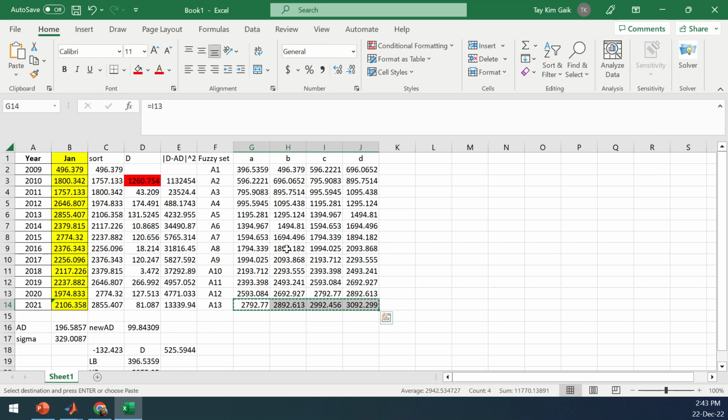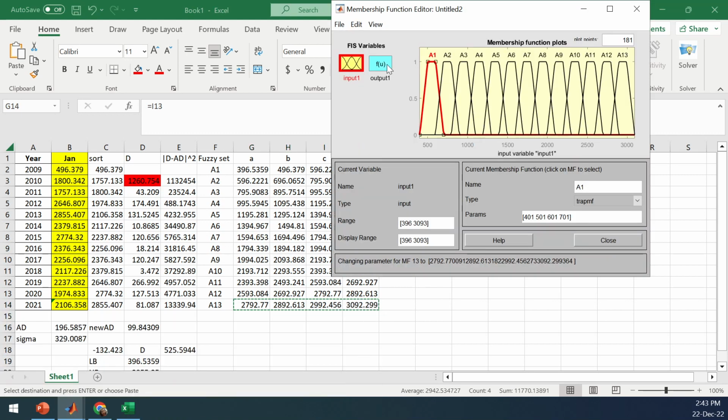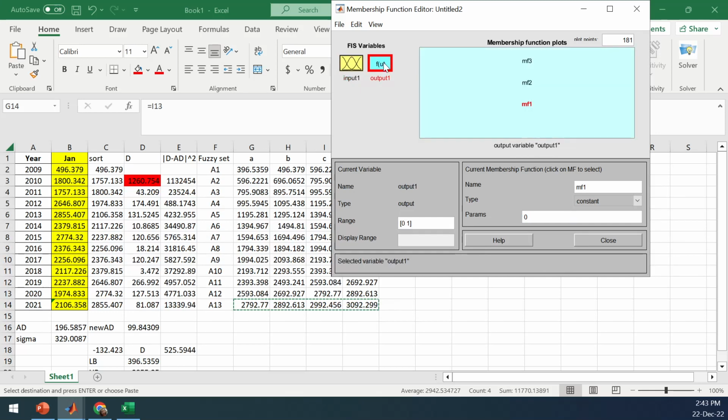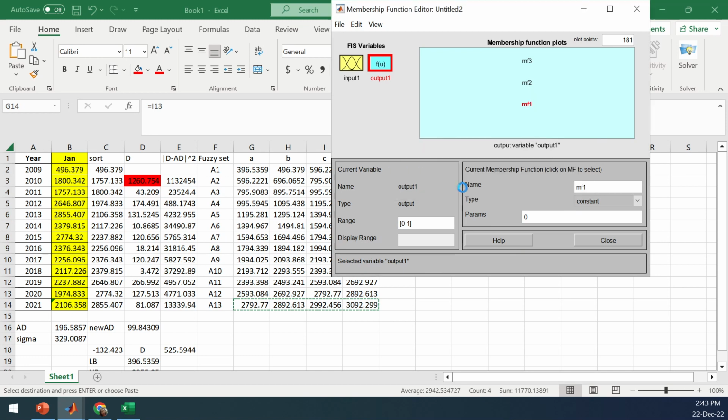Based on this technique that I got, it is actually from the idea of fuzzy time series. After that, I'm going to create the output. The output is actually a constant value. We should have 13 outputs also. So add, so 12 already. Add one more.